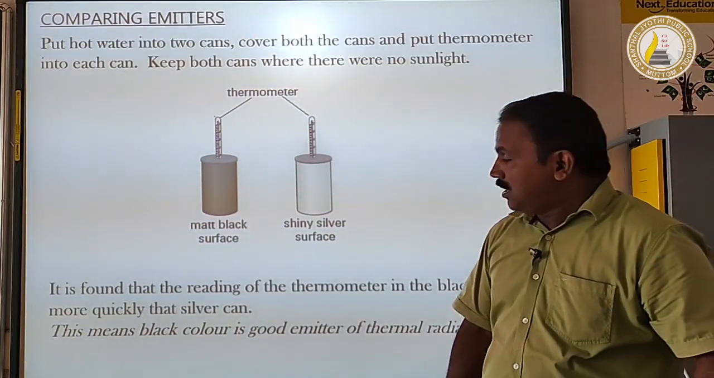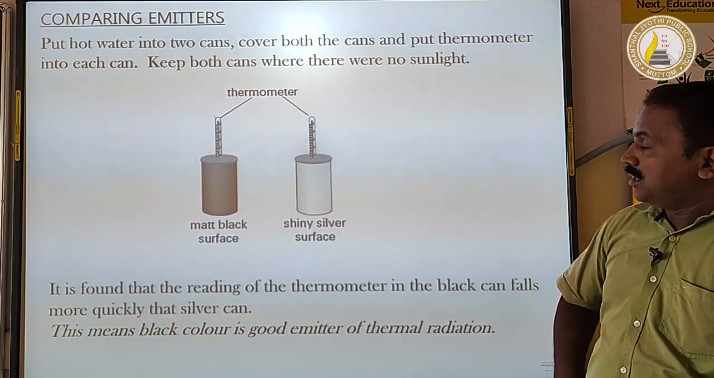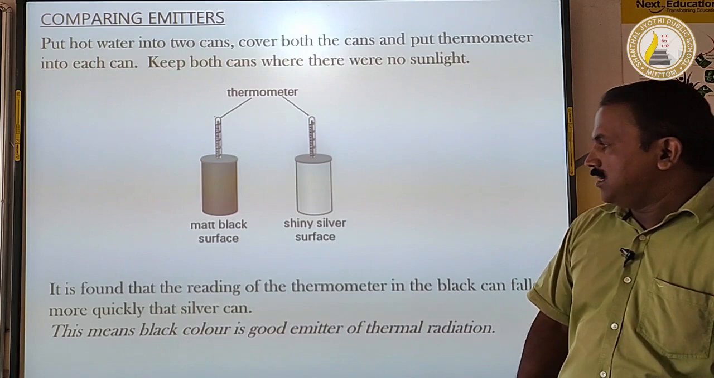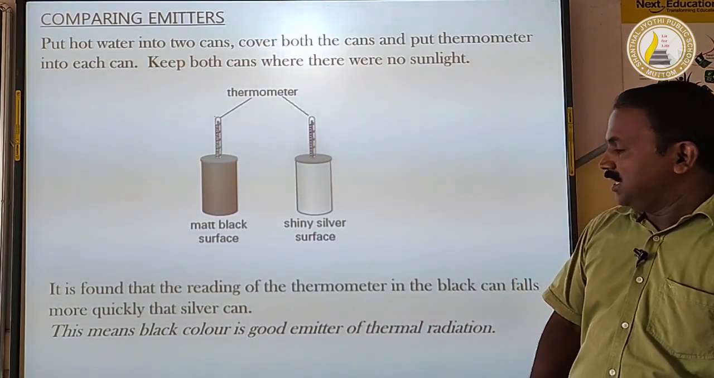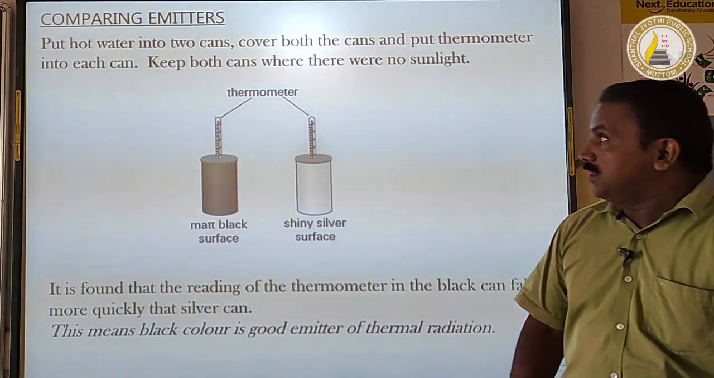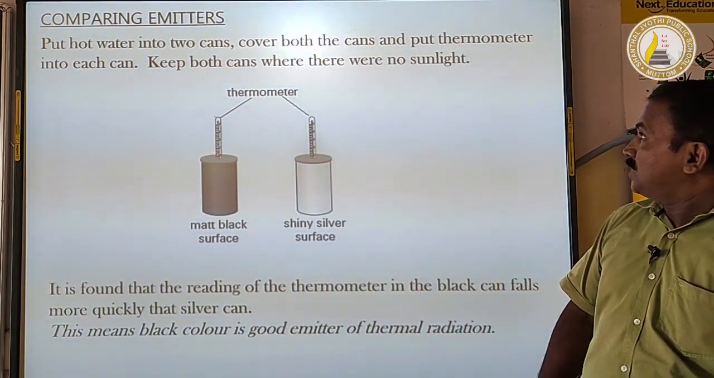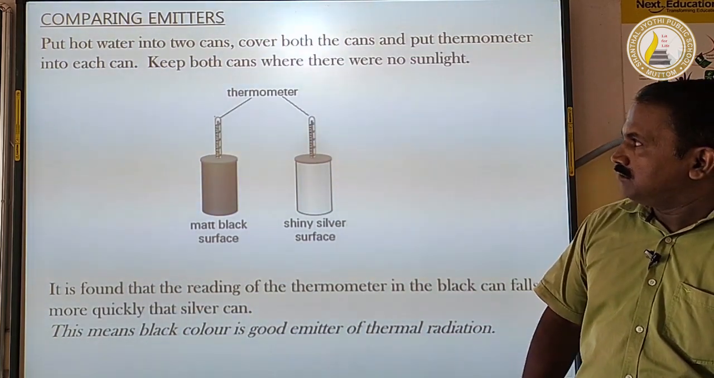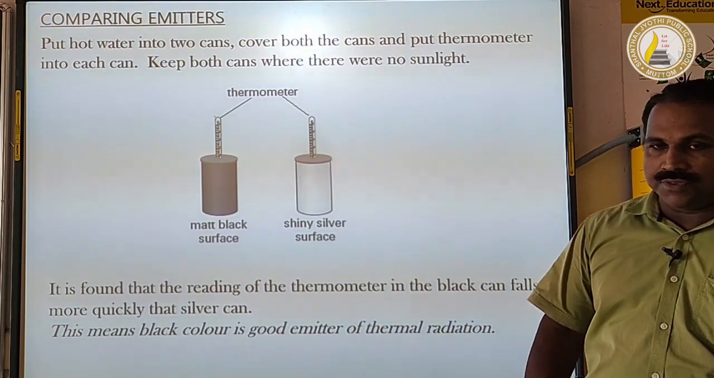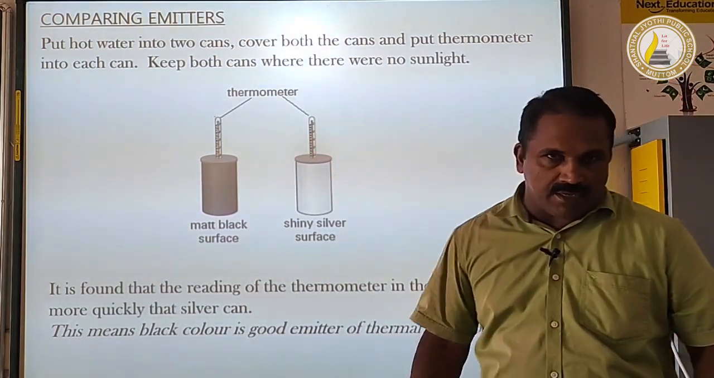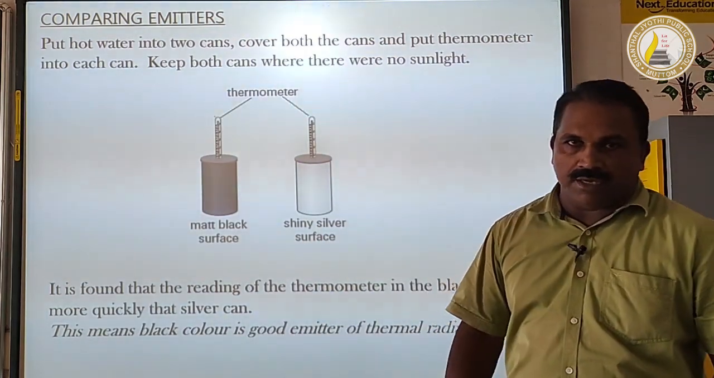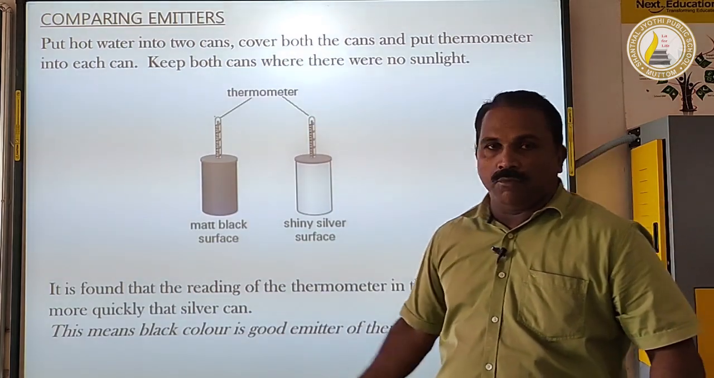Then emitters, another activity. Here is the same experiment, one black surface can and one shiny silver surface can. Put hot water into two cans, cover both cans and put a thermometer into each can, and keep both cans where there is no sunlight. We have to take hot water, say 60 degree hot water, in both cans.